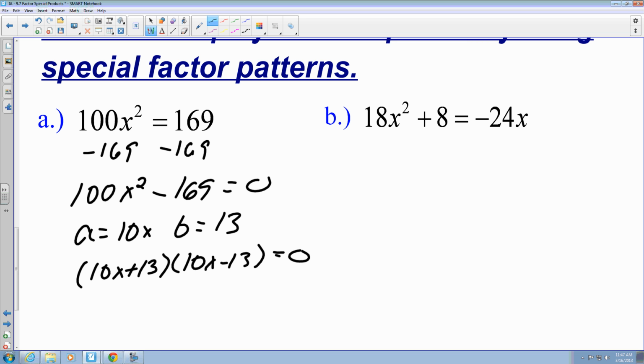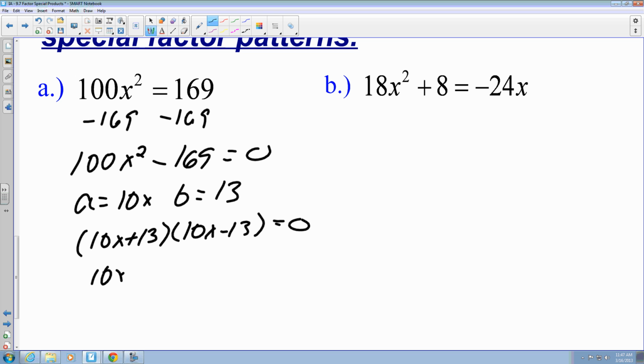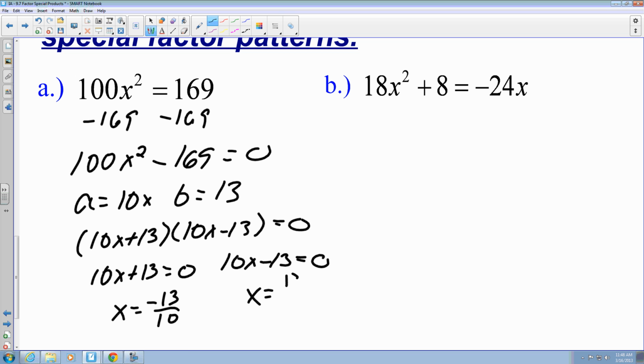So now all I have to do is use the zero product property and take 10x plus 13 equals 0 and 10x minus 13 equals 0. If I subtract 13 from both sides here, divide by 10, I get x equals negative 13 over 10. And on this side, I add 13 to both sides, divide both sides by 10, I get a positive 13 over 10. Okay?